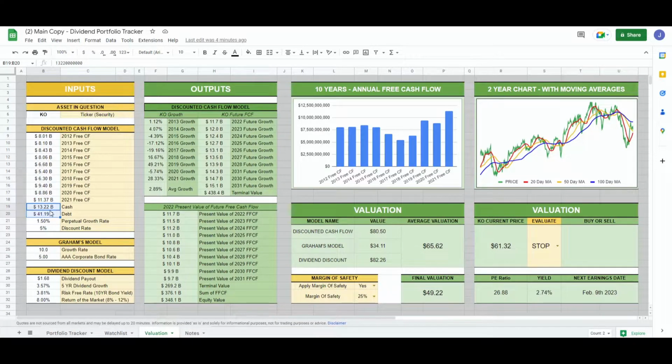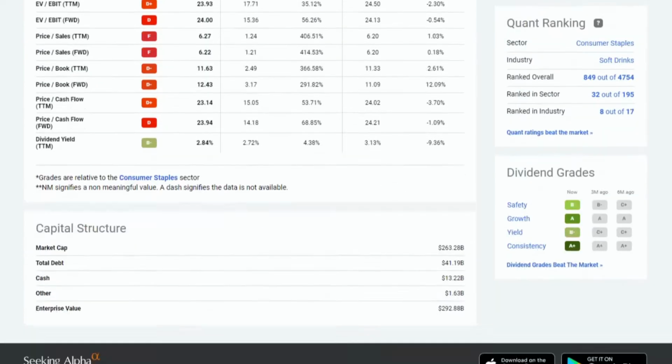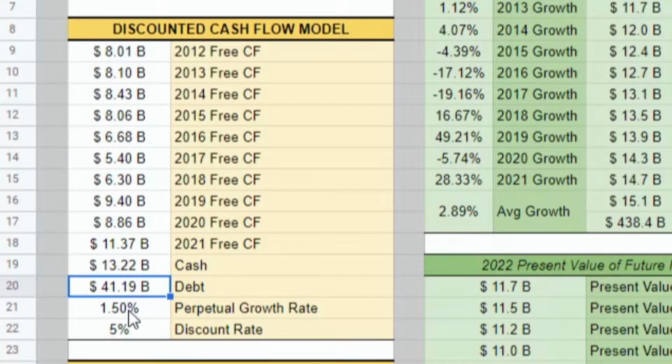And then cash and debt, how much cash on hand and how much total debt does Coca-Cola have? Well, you can find those numbers over on Seeking Alpha under the valuation tab for Coca-Cola. Come down to total cash $13.2 billion, total debt $41.19 billion. Put that into the calculator.